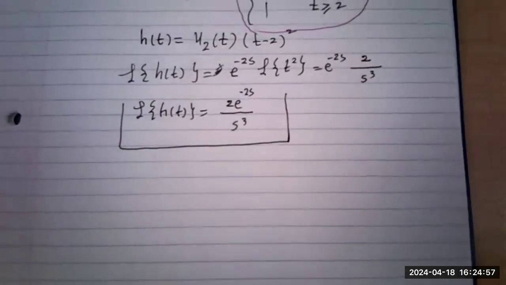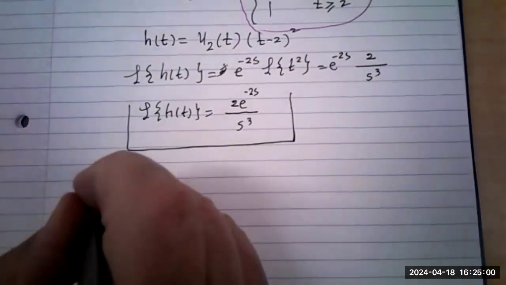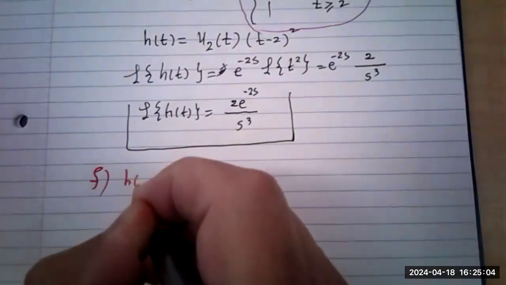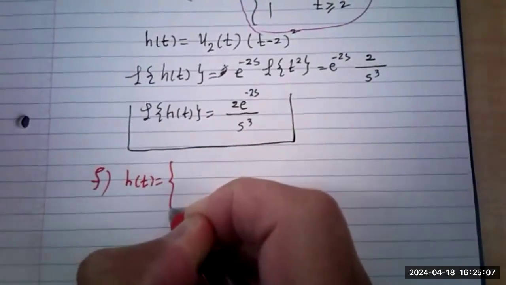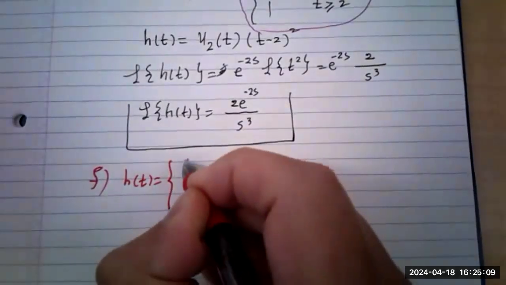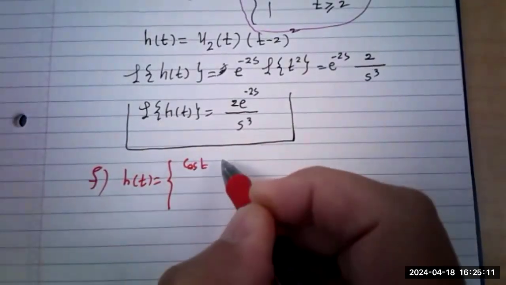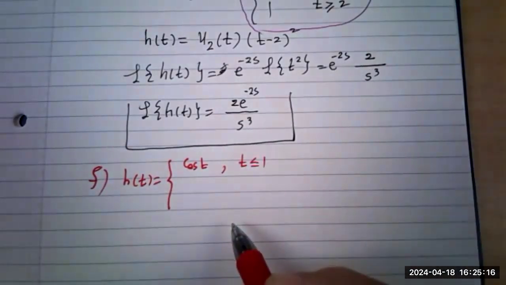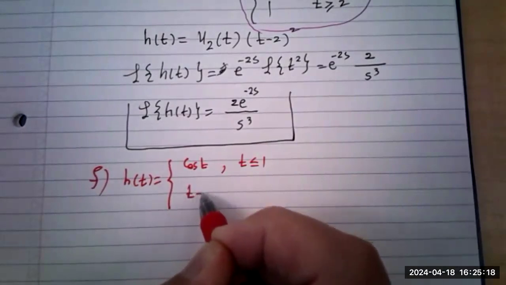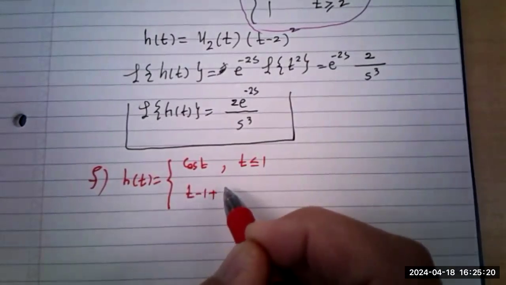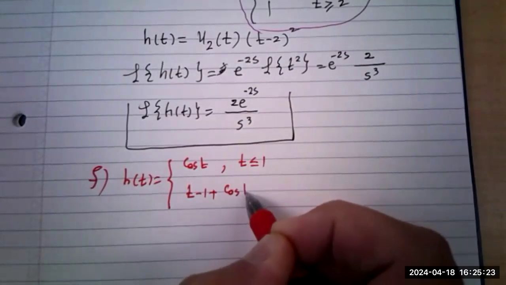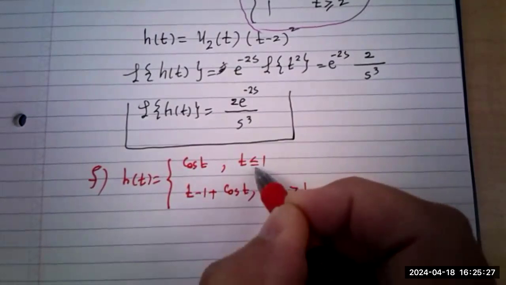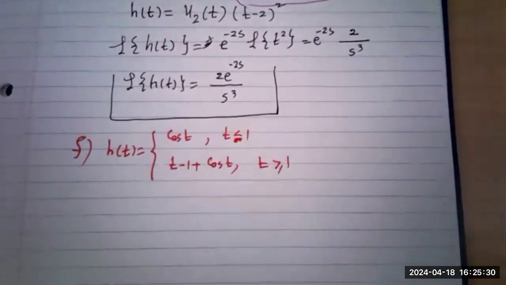We have another one, part F. Part F, the function is h of t. It's a very popular type. Cosine of t on the top, for t less than or equal to 1. Here we have t minus 1 times cosine of t, then for t greater than 1, or greater than or equal to 1 here in this math. Okay, that's it.